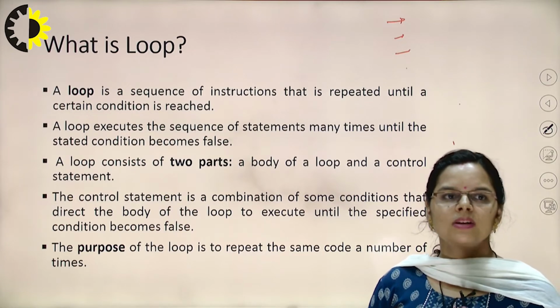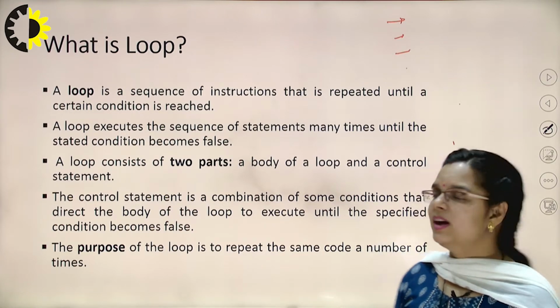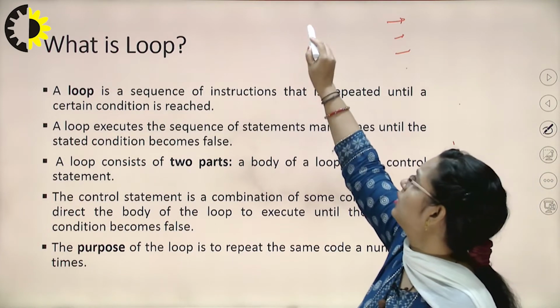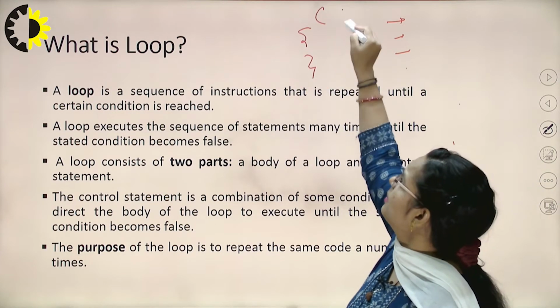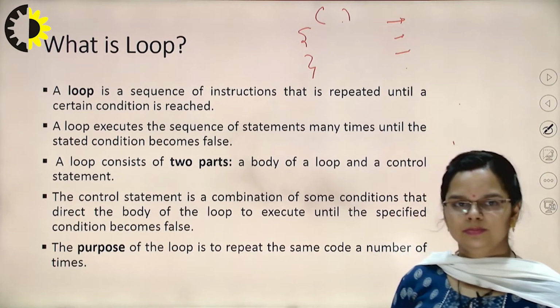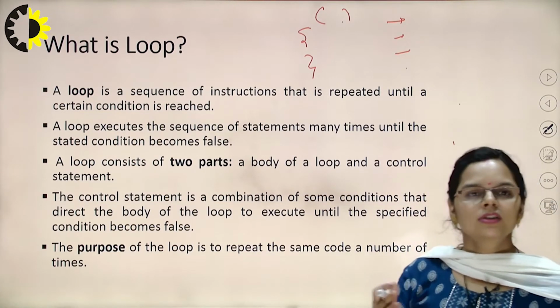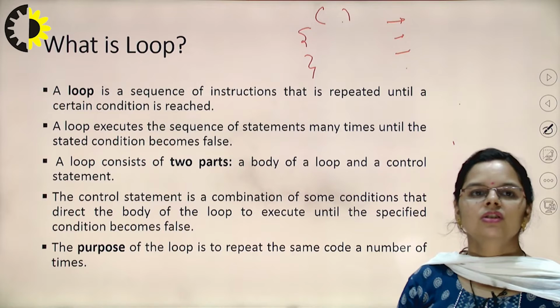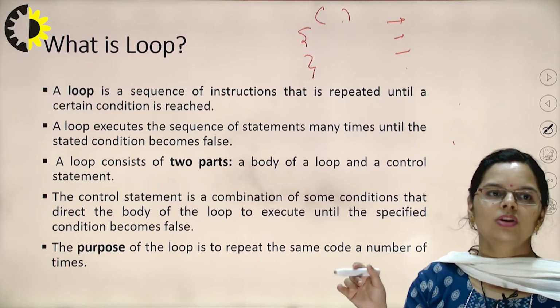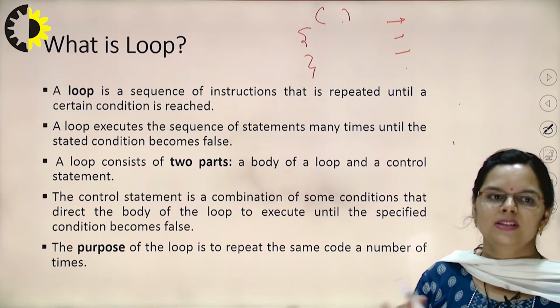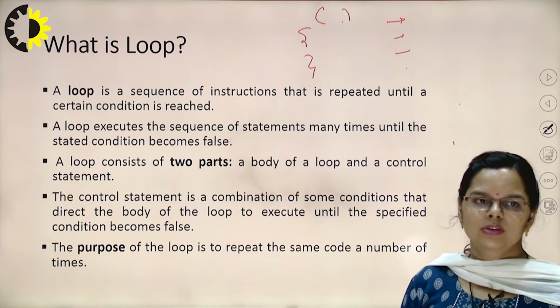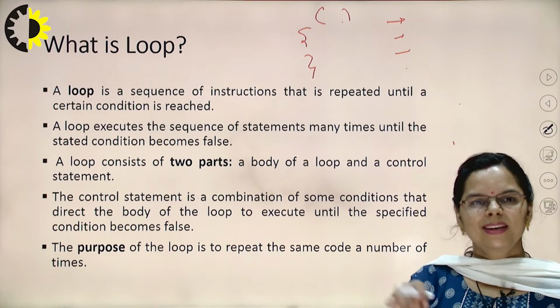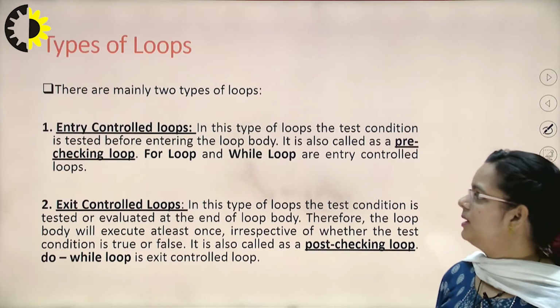We can say the loop consists of two parts, the body of the loop and the control statement. This is the body of the loop, and here we apply the control statement, the condition. So what is a control statement? It is a combination of conditions that direct the body of the loop to execute until a specified condition becomes false. The purpose of the loop is to repeat the same code n number of times.